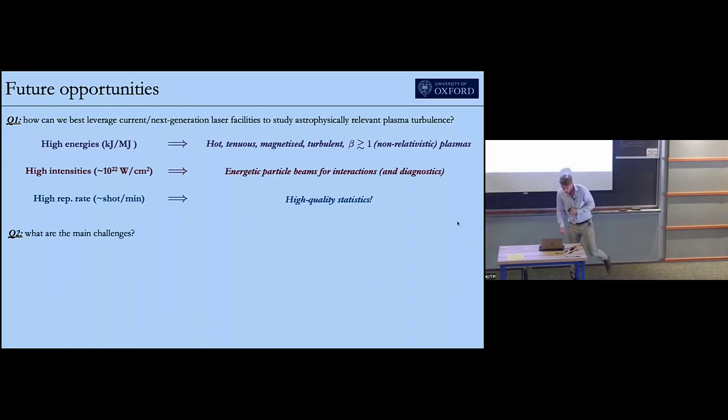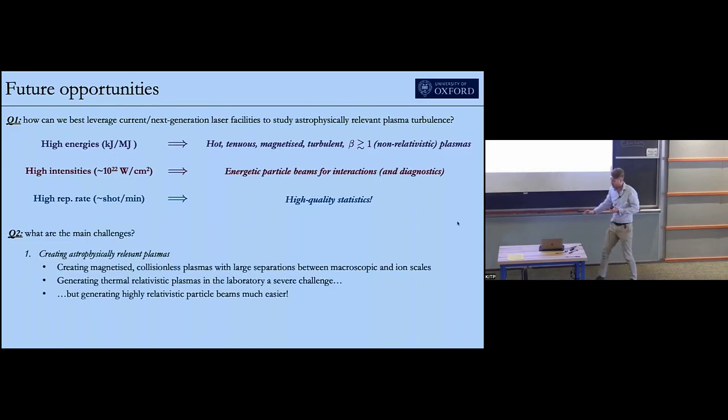What are the challenges? Well, the first one is actually creating plasmas that are genuinely astrophysically relevant. One that I mentioned earlier is how you create plasmas where there are large-scale separations between these microphysical plasma scales, these Larmor scales, particularly of ions, and the macroscopic scales. That still remains a challenge to create in the lab. There's also, as I've mentioned, that generating thermal relativistic plasmas is a severe challenge, but actually generating even GeV electron beams using current-day high-intensity beams is much easier.